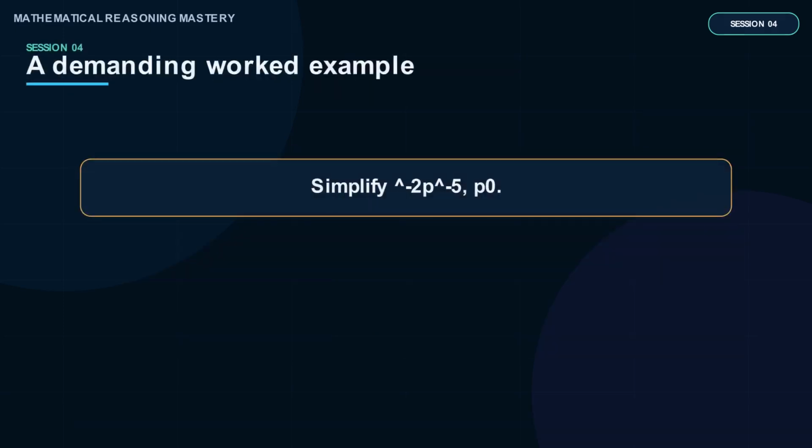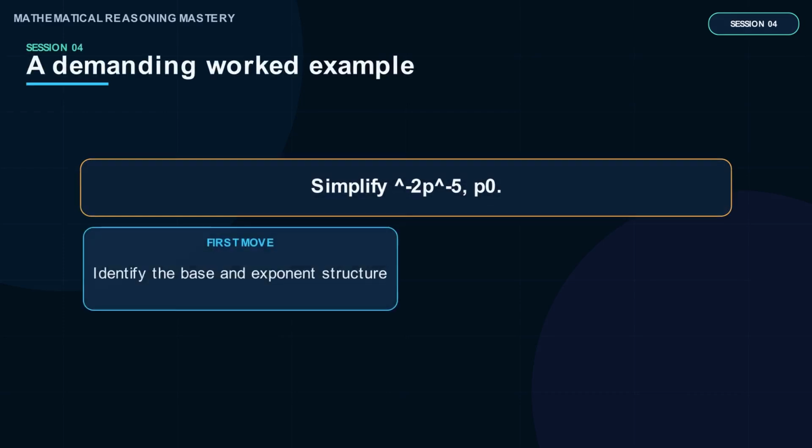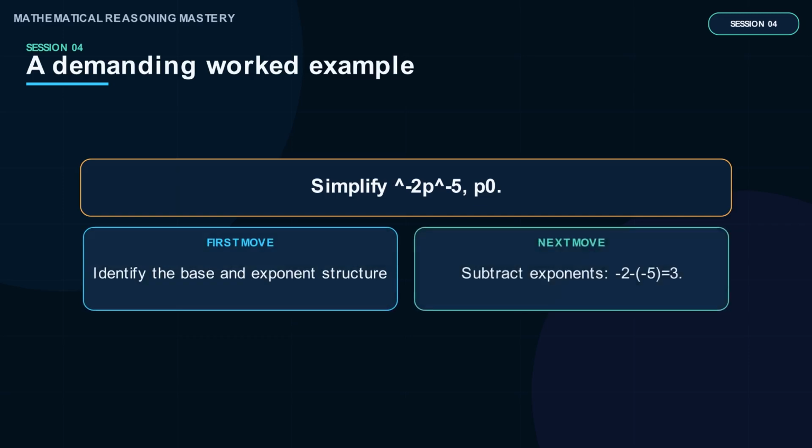Here is the challenge. Simplify p to the power 2 times p to the power minus 5 times p to the power 0. Restate what is requested before touching the choices. The first move is to identify the base and exponent structure. Apply it directly to the quantities and conditions in this problem. Now use the core reasoning. Subtract exponents. Minus 2 minus 5 equals 3. Keep each equality, comparison, or unit conversion visible.